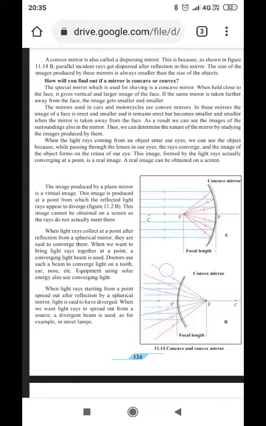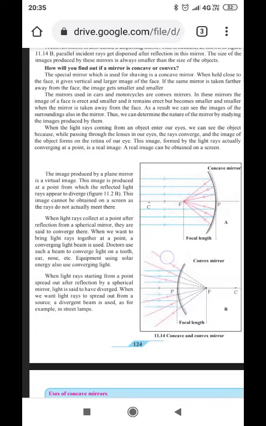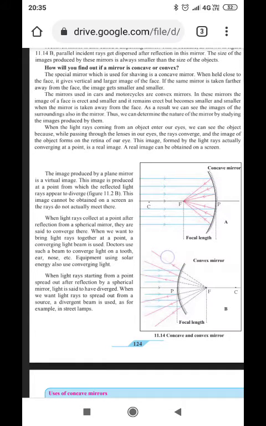The spherical mirror, which is used for shaving, is a concave mirror. When held close to the face, it gives erect and larger image of the face. If the same mirror is taken further away from the face, the image gets smaller and smaller.